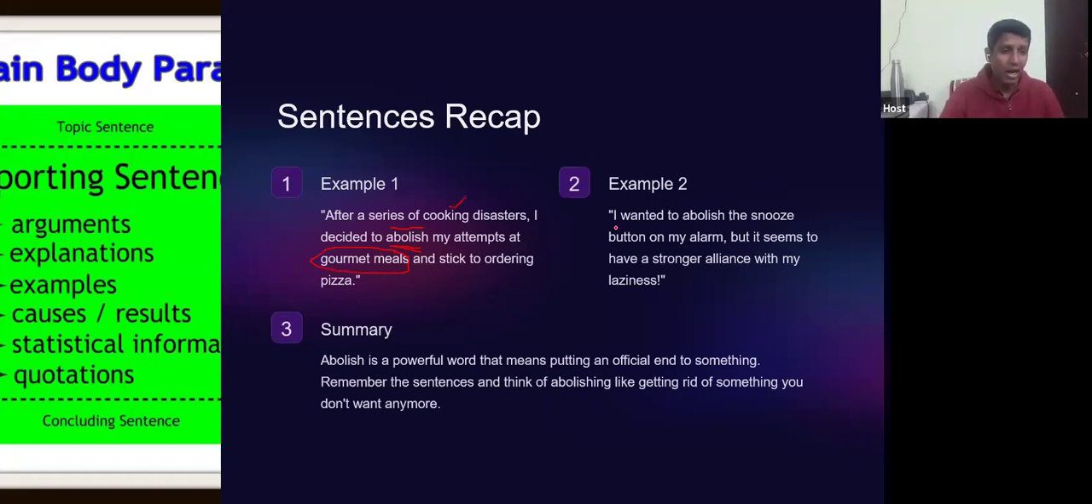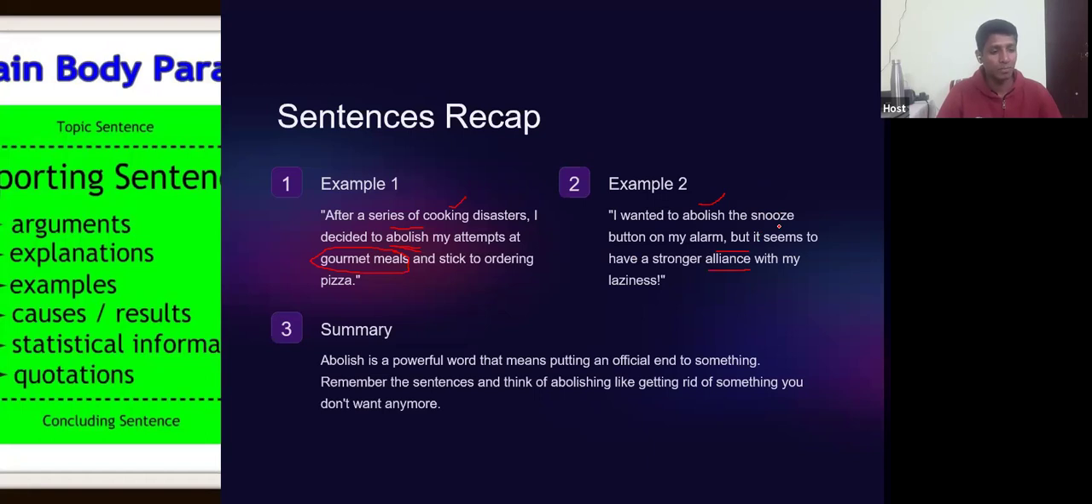That's one example. I wanted to abolish the snooze button on my alarm, but it seems to have a strong alliance with my laziness. Yesterday we discussed the word alliance, right? Alliance is an agreement. Okay, ally is to agree, to support, right? So what do you mean by this? I want to stop using the snooze button. Abolish is to stop using the snooze button.